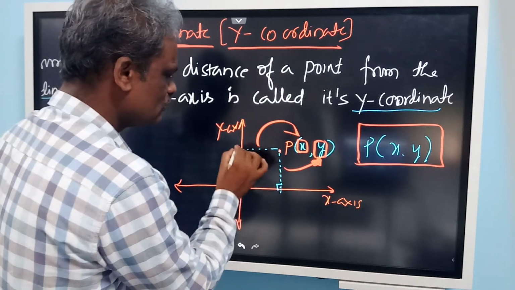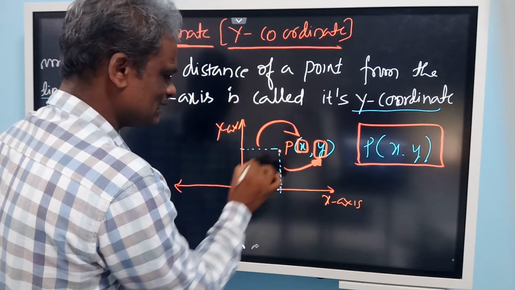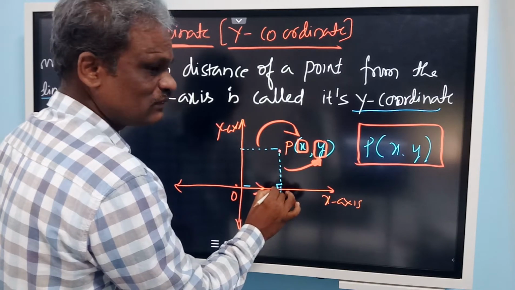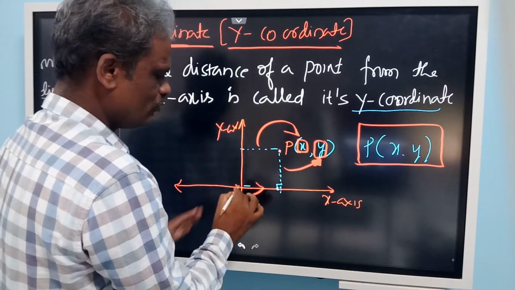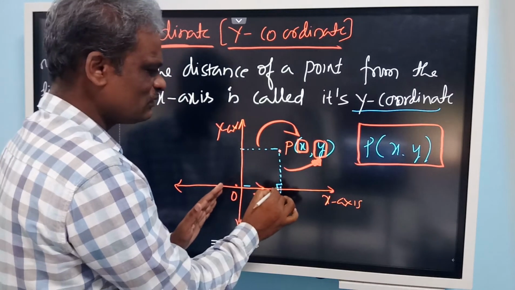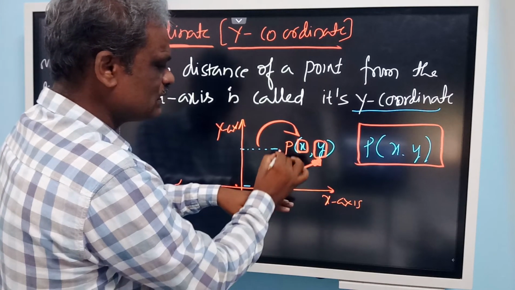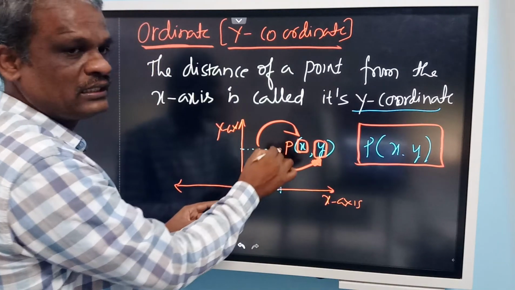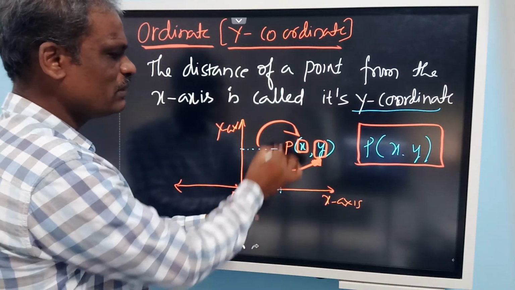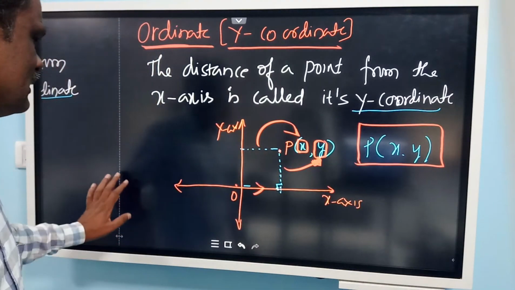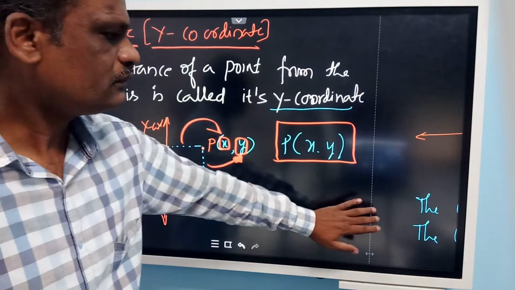How to reach? You can go like this in same distance. This and this both are same. Move like this. This is x value. First we will write from the y-axis how much distance you travel, that is x value. From x-axis how much distance you will travel, that is y value. From here to here x, from here to here it is y. So this is a way of representing the points on a plane.